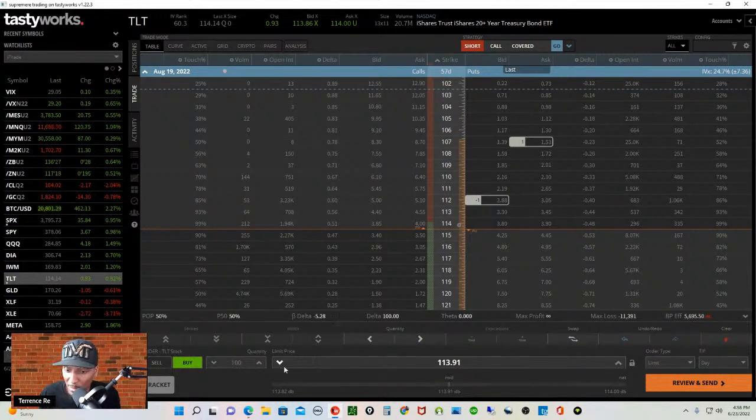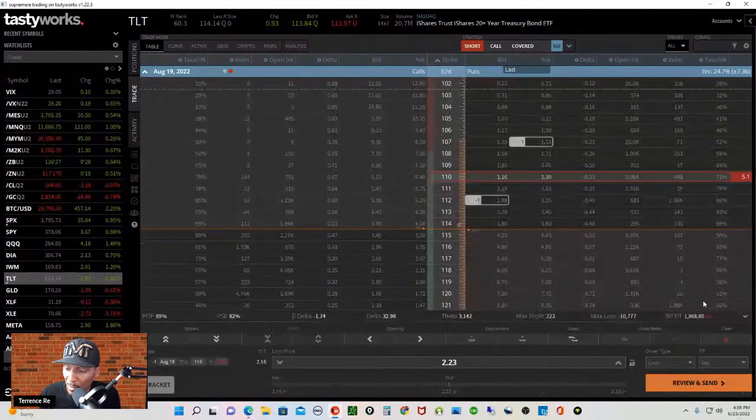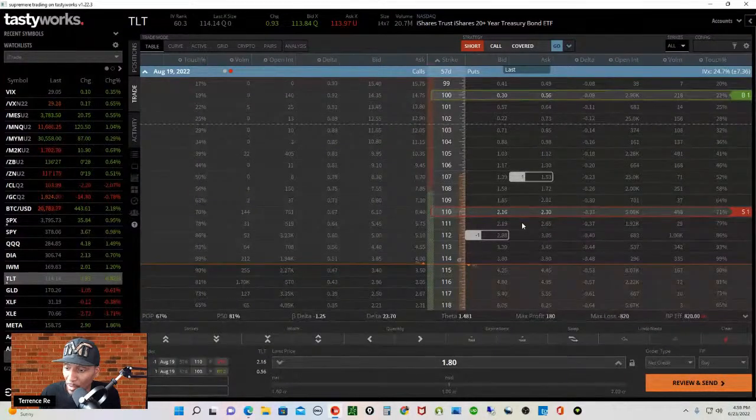If you want to collect more premium, let's say you come here at the 110, right? And you see where it's margining me $1,800, but I don't want that much margin. Maybe do a wide put spread. Come down here and buy the 100. So now you have a $10 wide put spread. I'm collecting $180 in premium, but because I bought the wing, now I'm risking 820 bucks with a chance to make 180.